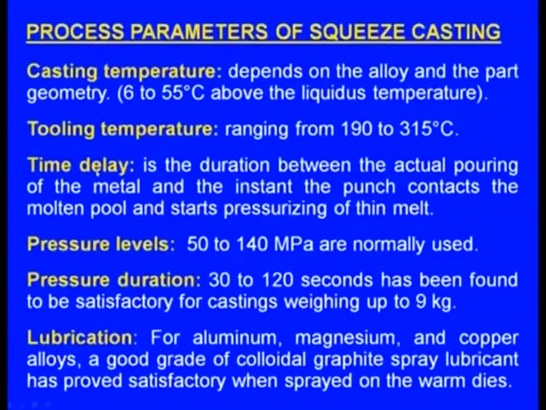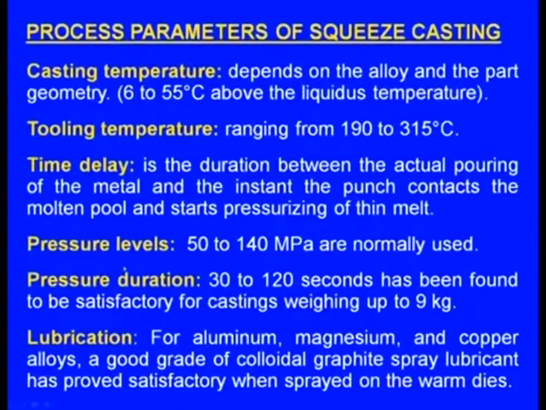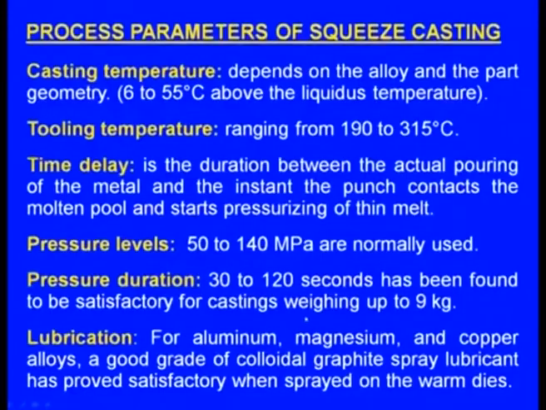The next one is the time delay. What is this time delay? It is the duration between the actual pouring of the molten metal and the instant the punch contacts the molten metal and starts pressurizing the melt. So, this is the time delay. Next one, pressure levels: 50 to 140 megapascals are normally used. Next one, pressure duration: 30 to 120 seconds has been found to be satisfactory for castings weighing up to 9 kilograms.